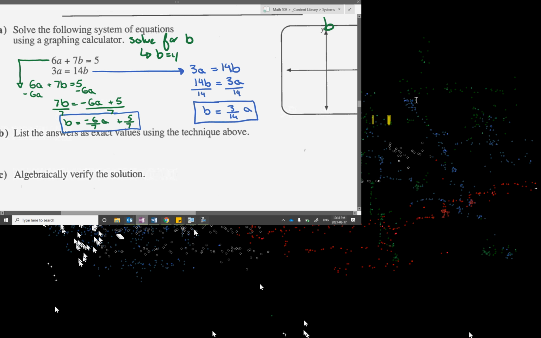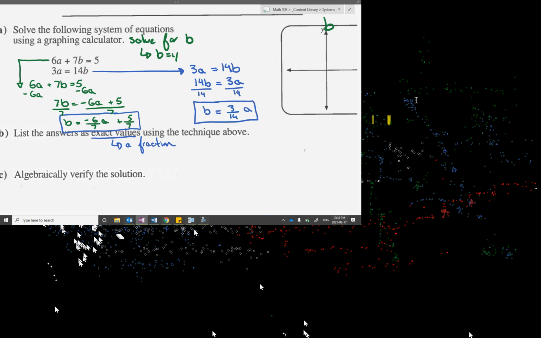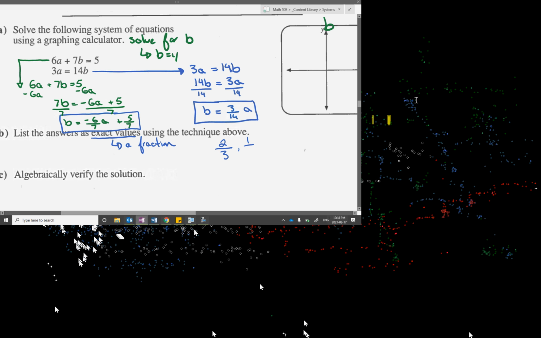So it says list your answers back in your workbook as exact values. Whenever it says exact values, that means a fraction. That's a hint for you. Usually, if you get a whole number, it's not even going to bother saying as an exact value. It'll just say list your values. So, right, use the hints as you get them. So we have 2/3 and 1/7 are our coordinates where they cross.